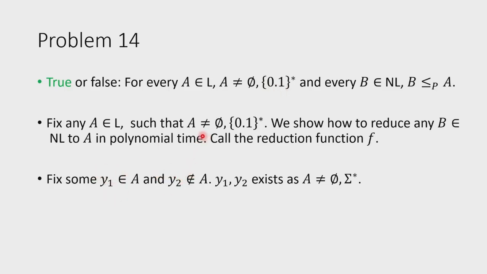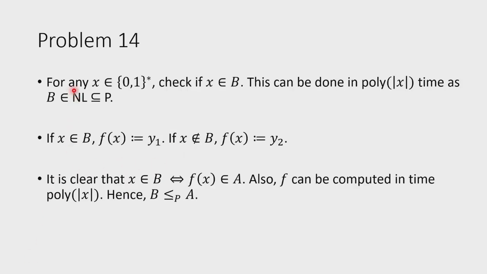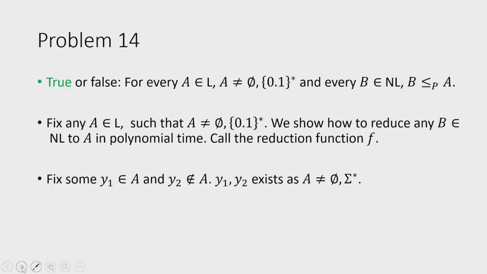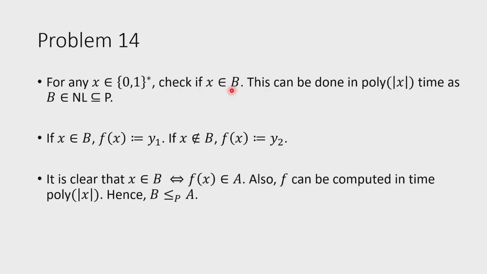And once we have these y1 and y2, there is a very trivial polynomial time reduction. Here is the reduction. For any x in {0,1}*, check if x is in B or not. And I claim that we can do this in poly(|x|) time. Why? Because B is in NL and NL is in P. So checking whether x is in B or not is easy if I give you polynomial time. So if x is in B, define f of x to be y1, and if x is not in B, define f of x to be y2. This is a very trivial reduction.